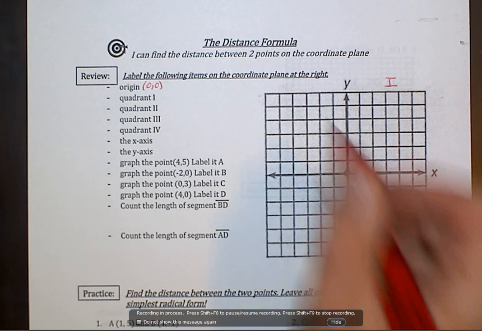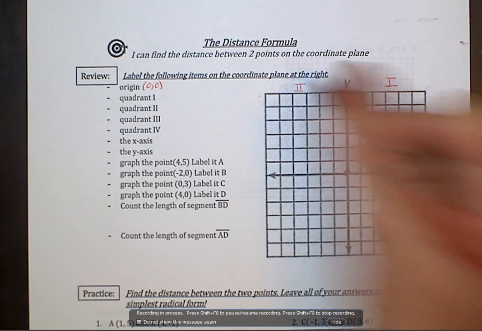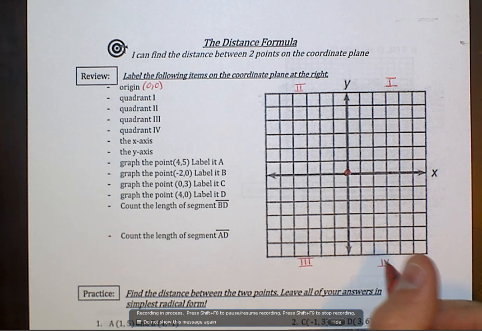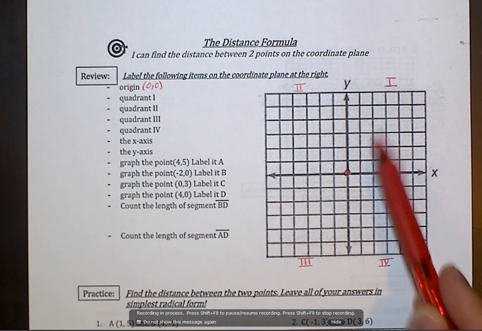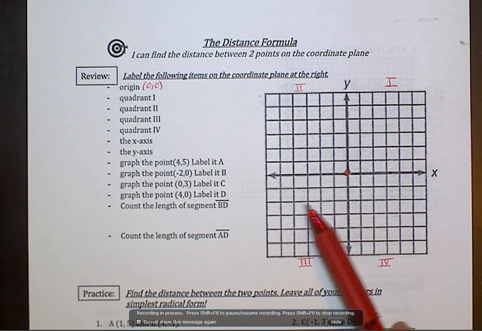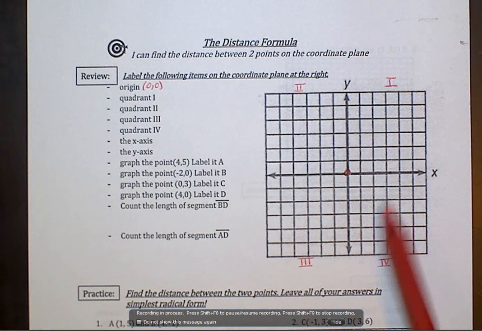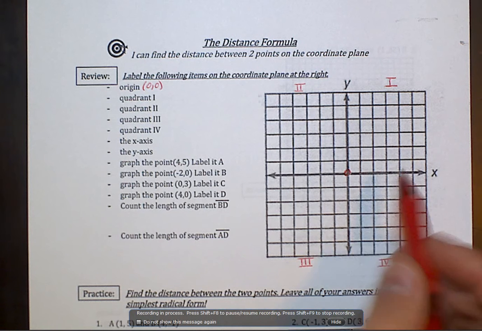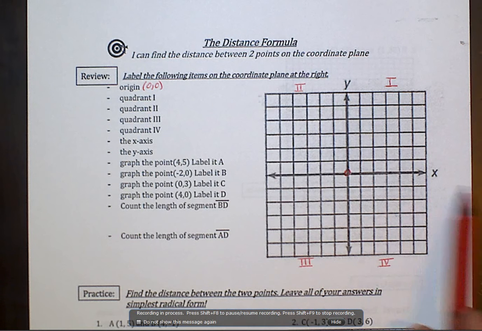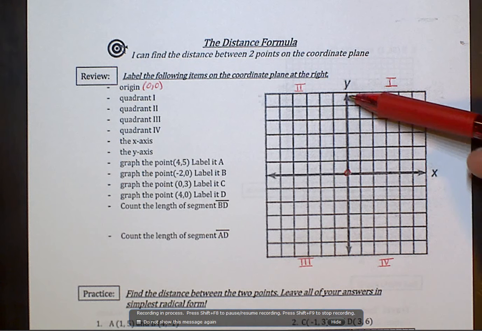Quadrant 2 is over here. Quadrant 3 and quadrant 4. Now I know I'm labeling outside of the coordinate plane, but again, this is 1. Everything in this space here is 2. Everything down in here is 3. And everything over in this section or quadrant is 4. The x-axis is clearly labeled here. The x-axis always runs from the left all the way across the right. You can see the x there. And the y-axis runs vertical, so up and down, that is the y-axis.